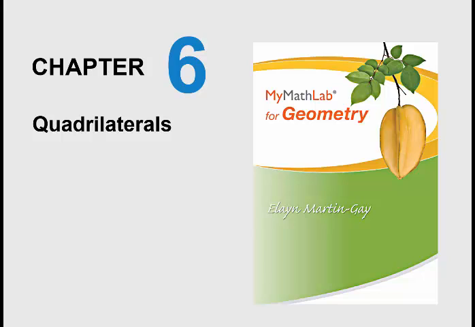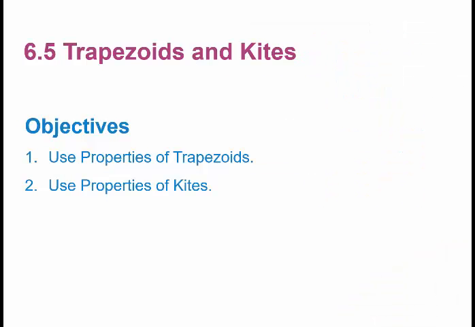Hi class. This video is going to end our discussion of chapter 6 when we talk about quadrilaterals by moving into section 6.5. In 6.5, we're going to talk about trapezoids and kites. We have two objectives in this section: we want to use the properties of trapezoids, and then we want to do the properties of kites.